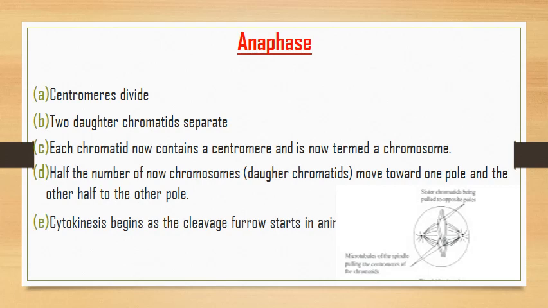Next is anaphase. Centromeres divide. Two daughter chromatids separate. Each chromatid now contains a centromere and is now termed a chromosome. Half the number of chromosomes move toward one pole and the other half to the other pole. Cytokinesis begins as the cleavage furrow starts.